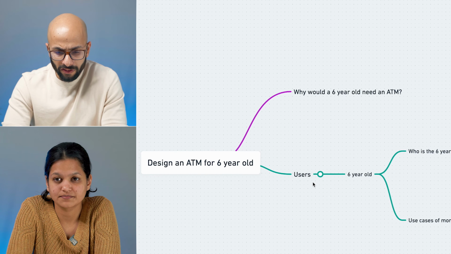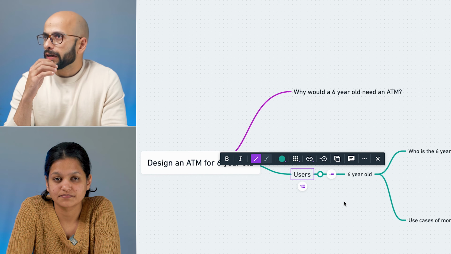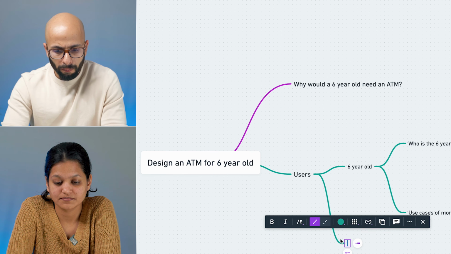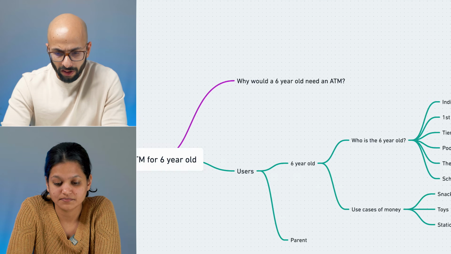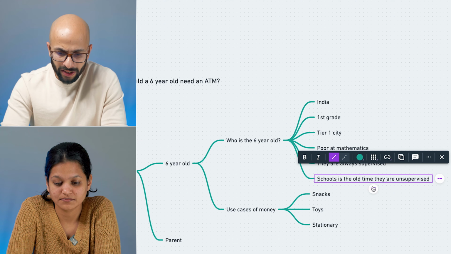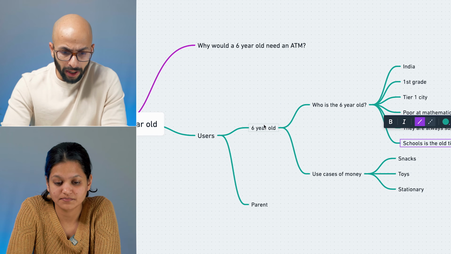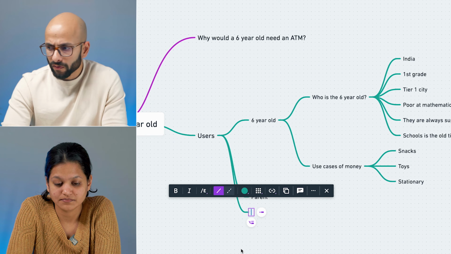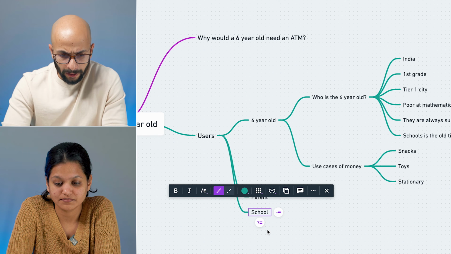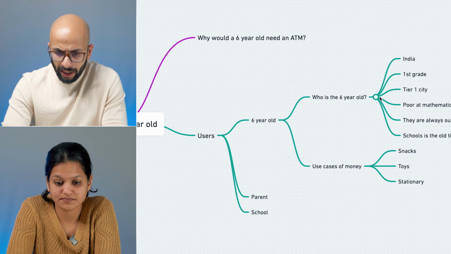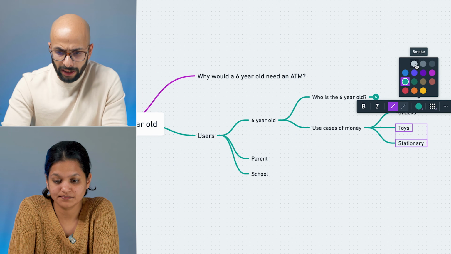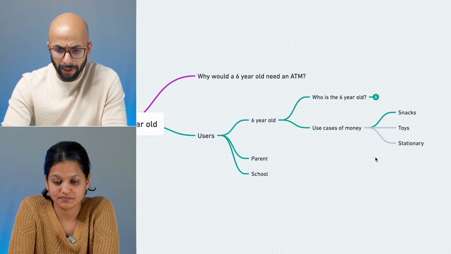The other thing that I've just also realized is that in terms of users, a 6-year-old might be one user, but obviously the parent is the second user. And if school is the place that I'm thinking of going ahead with, then I'm also going to add another user to this ecosystem, which is the school itself, and the use case that I'm sticking to, by the way. So I am definitely deprioritizing toys and stationery as it's not a big use case.